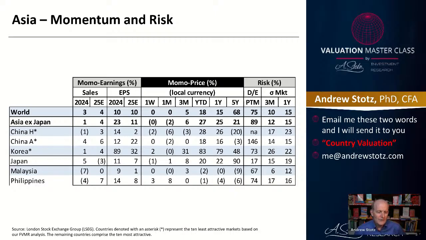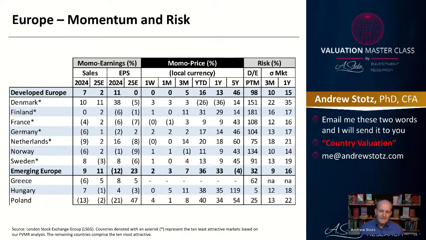Now here we can see the volatility. So let's focus on the final column in this table, 1 year volatility of that market. And we can see that Malaysia has the lowest level of volatility. So although you may not be getting strong growth, you are getting lower risk. Let's look at Europe to try to understand what's going on.